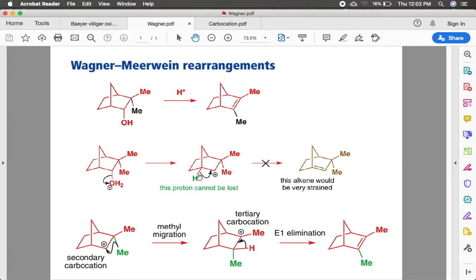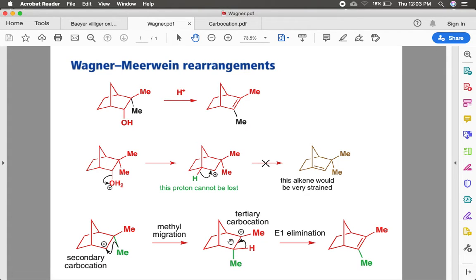Let's look at this one. Can this hydrogen migrate? No, because that will give rise to a double bond at the bridgehead, which is against Bredt's rule. So which group can migrate? The best group is this methyl group, because the migration of this will give rise to a carbocation that is tertiary and is also more stable compared to the hydride migration.